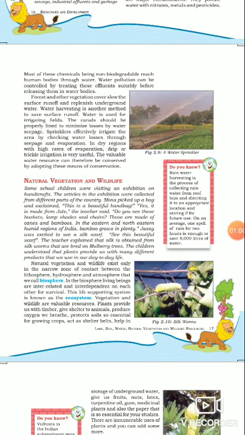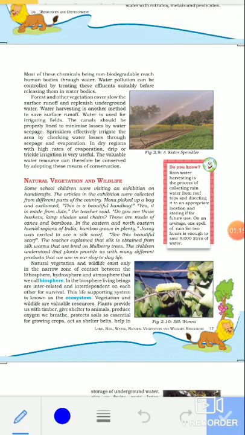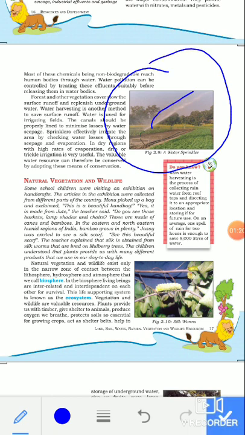Sprinklers effectively irrigate the area by checking water losses through seepage and evaporation. In this figure, I wanted to show you a picture of the sprinklers and how the water comes out. Instead of filling the whole agricultural field, the water is sprinkled on some parts of the agricultural land so that we can save more and more water. Instead of focusing on the entire field, we only focus on the crops for which the water is essential.